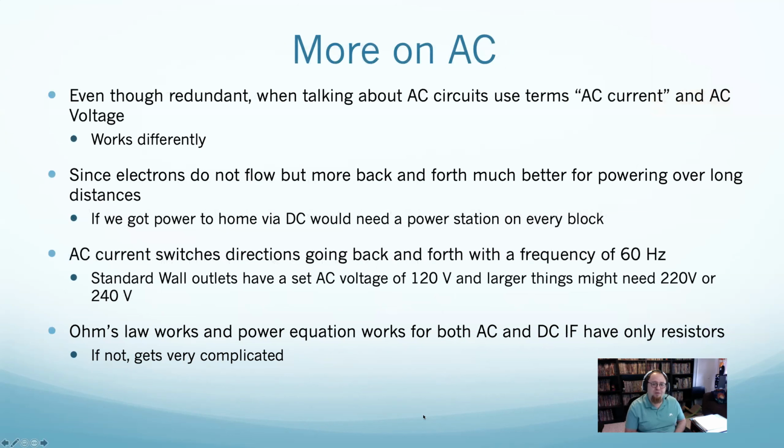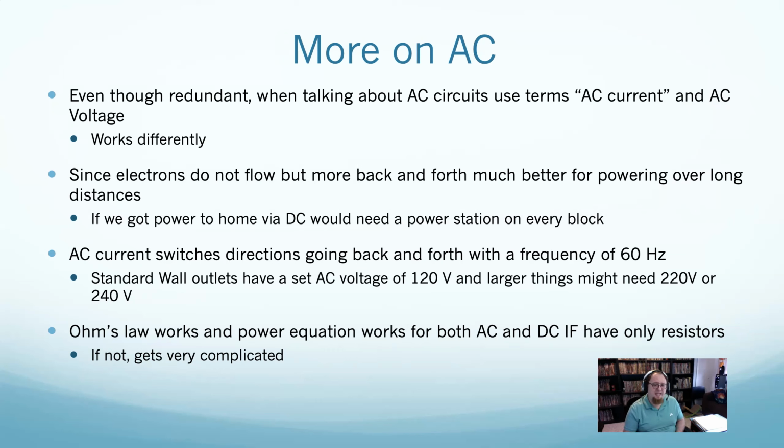Now, when we're talking about AC, most people say AC current, or talk about DC, they say DC current. This is kind of a dumb sentence because AC stands for alternating current. So if you say AC current, you're saying alternating current current. And if you say AC voltage, you're saying alternating current voltage, which makes no sense. It is word-wise dumb, but it just is what the word is.